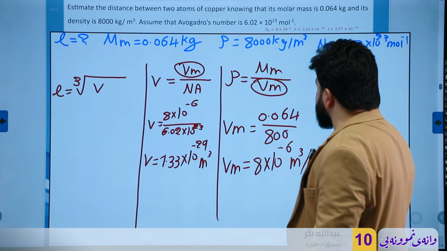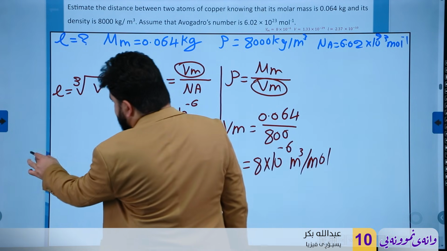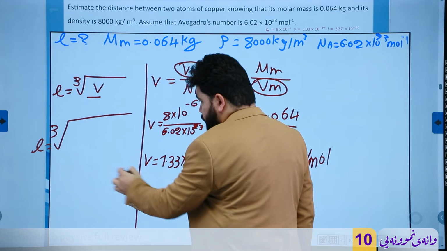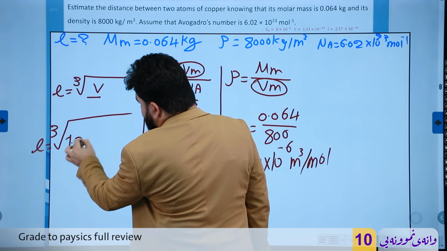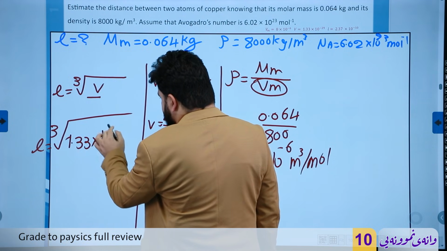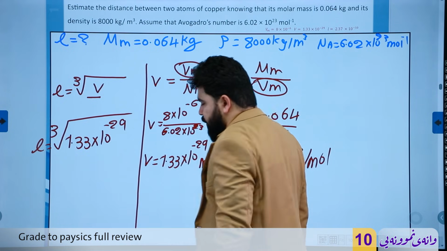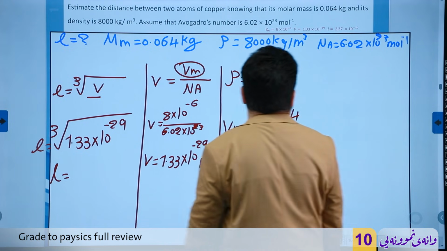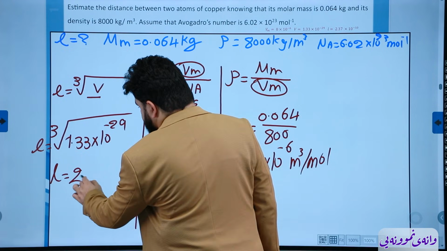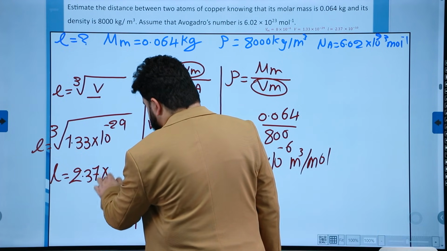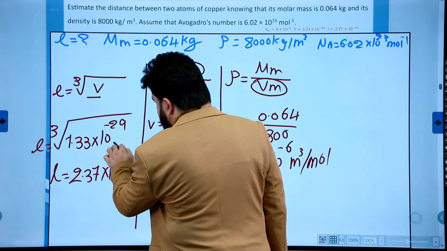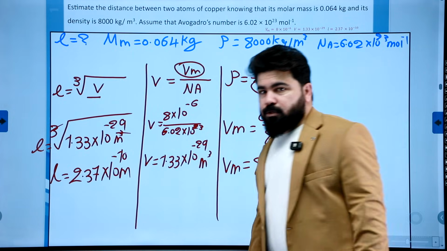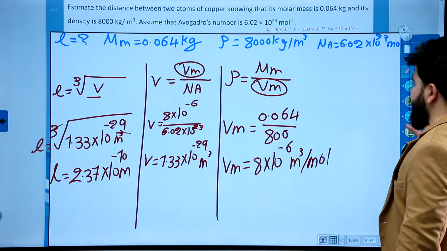Now bring this number. Length is equal to the cubic root of volume. We found volume, it is equal to 1.33 times 10 to the power of -29. So length, or the distance between the two atoms, is equal to 2.37 times 10 to the power of -10. Because you have meter cubed here, cubed goes with cubed, so you have meter left. So this is the length between these two atoms.